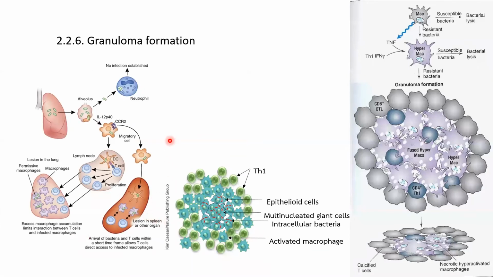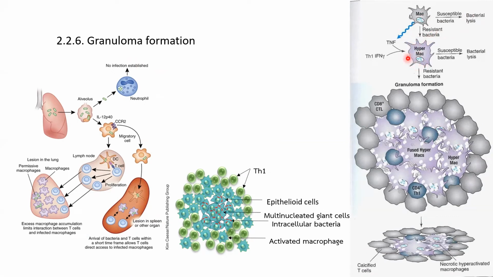The sixth mechanism of our immune response to defend against intracellular bacteria is granuloma formation. Granuloma formation is the interaction of our cells. If you look at the right hand side, first, this is a macrophage and this is the bacteria. Normally a macrophage can digest the bacteria and cause bacterial cell lysis or cell death, but some bacteria can resist and stay in the macrophage like this.